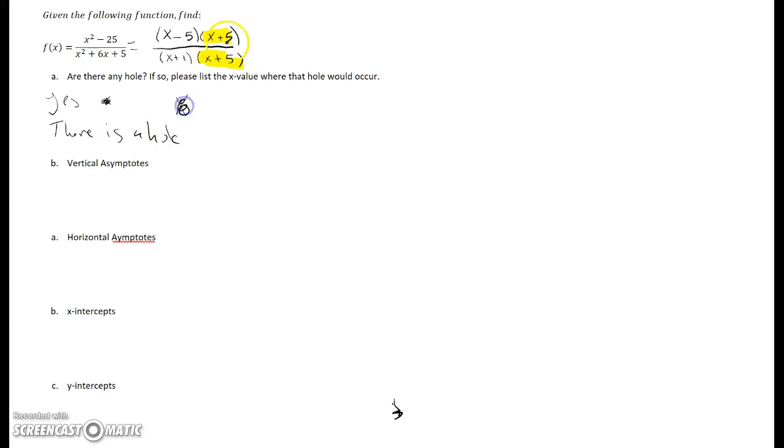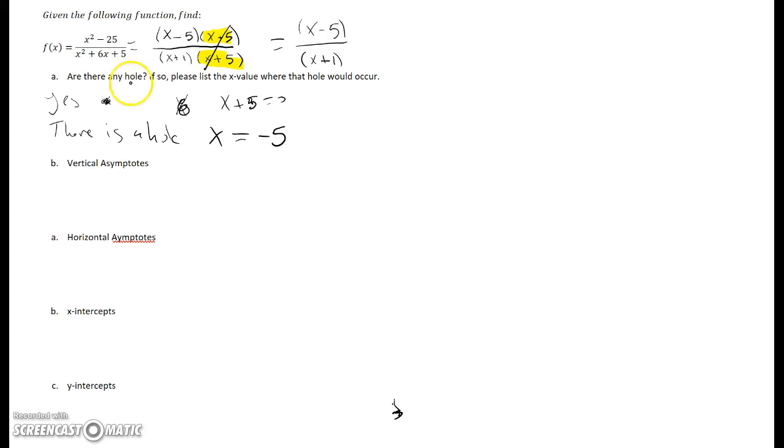Now how do we find where that hole is? We set that factor equal to 0. x plus 5 equals 0. We get that there's a hole at x equals negative 5. Now we can cross those common factors out, now that we've stated there's a hole, and there is just x minus 5 over x plus 1. So this is the function we're now going to work with. Everything else is going to remain the same, but we have to make sure we note there's a hole at x equals negative 5.